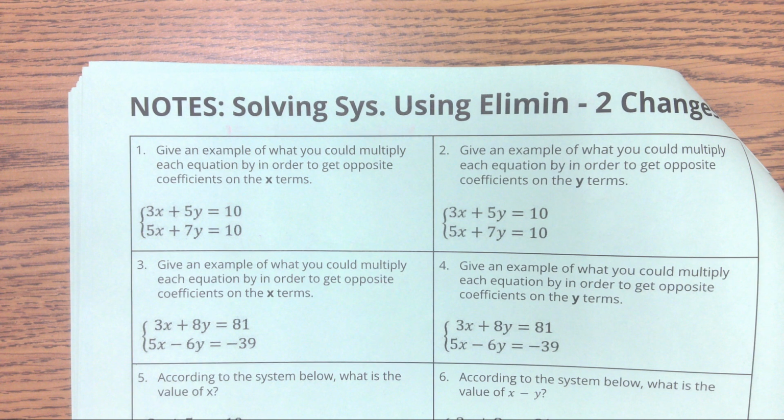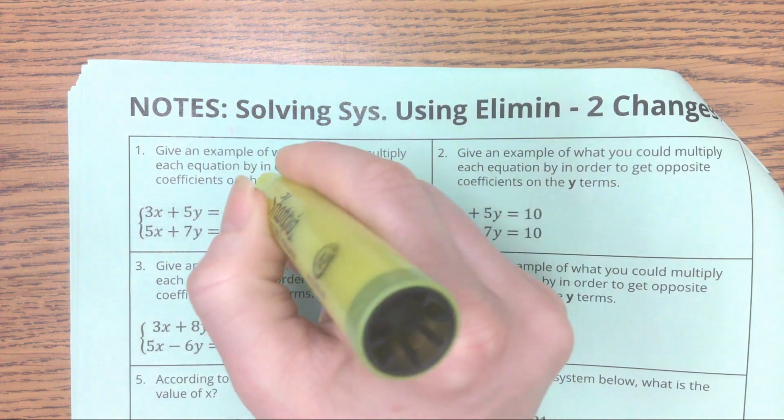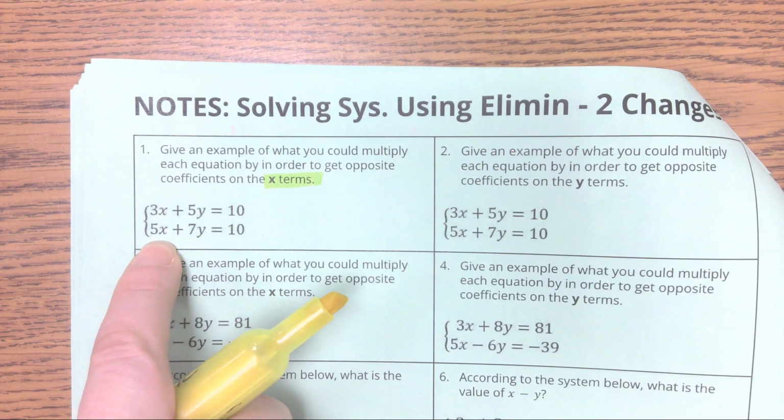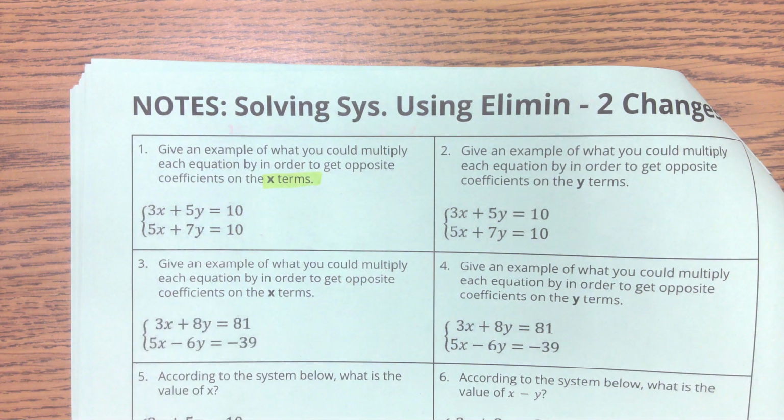Eliminate the x terms. Okay, so the x's. Let's look over here. What could you multiply the top and bottom by to get opposite coefficients? Any ideas? Does that have to be the same number in both equations? Yes. So we're multiplying the top and bottom? Yes. Could you just do 5 on top and 2 on bottom?